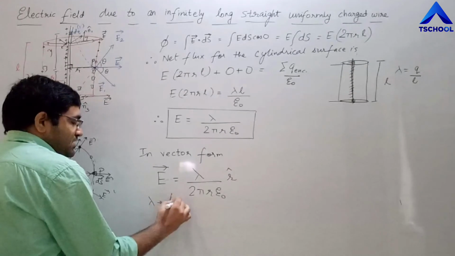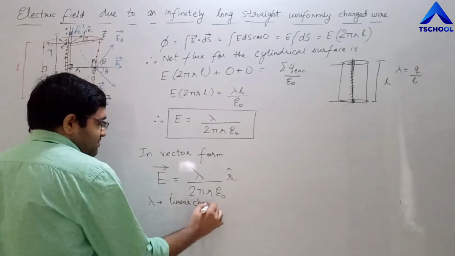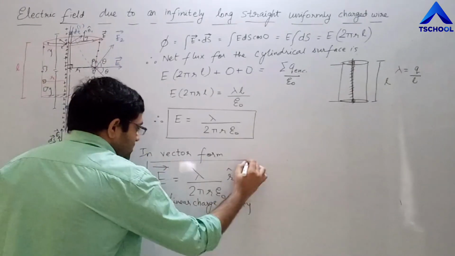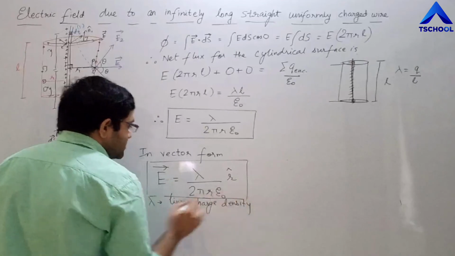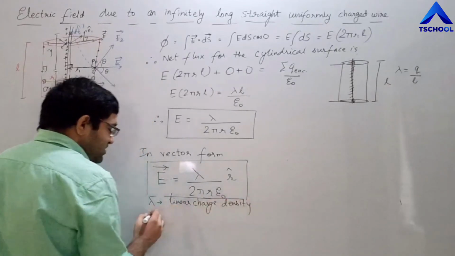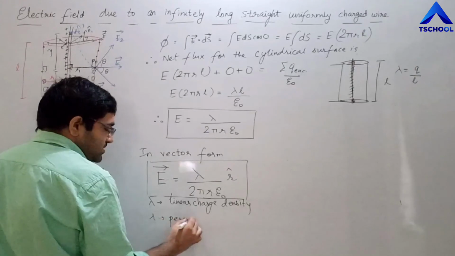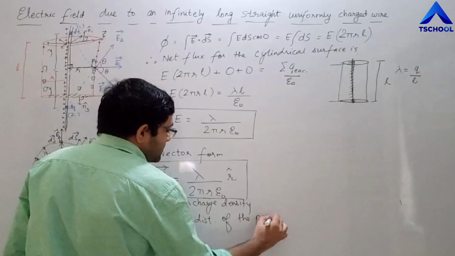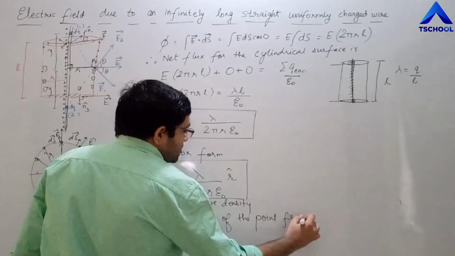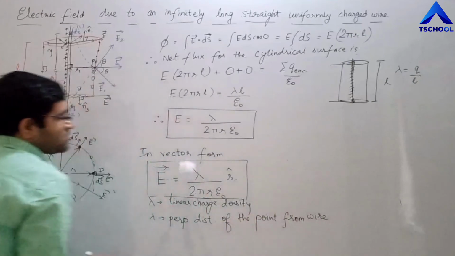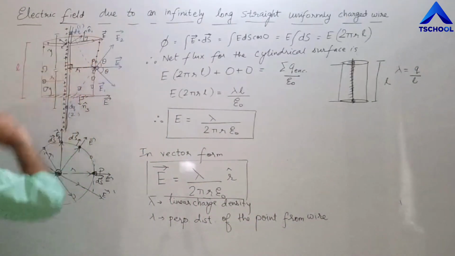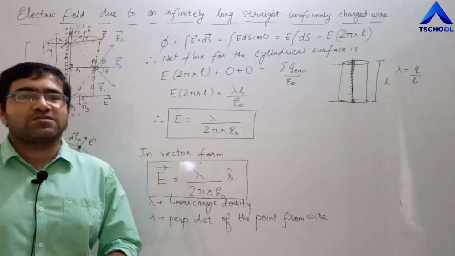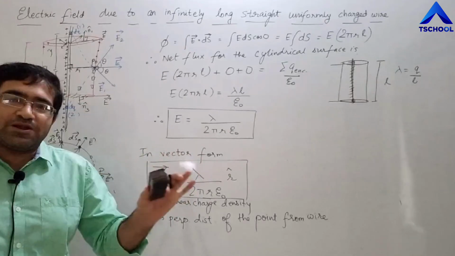It's important to know what the terms here are. Lambda is nothing but the linear charge density of the wire. Let me box this one out so you would be able to remember it. So lambda is the linear charge density of the wire, and r is the perpendicular distance of the point from the wire. Wherever you want to find the electric field, its perpendicular distance from the wire, that is r. Epsilon 0, I am sure you know what it is. R hat is indicating that the electric field is in radial direction.